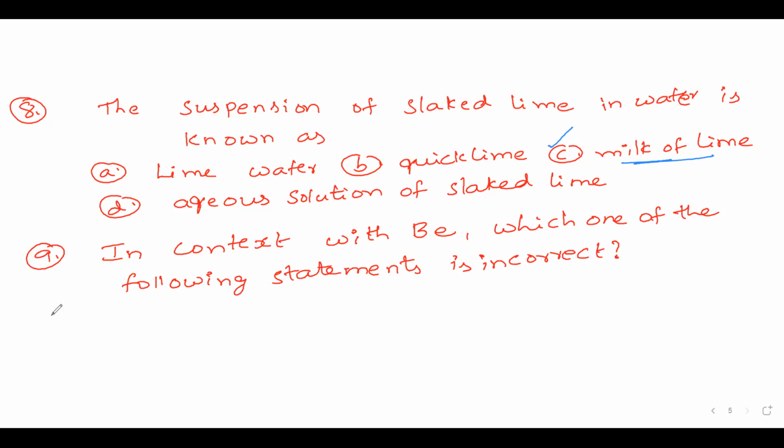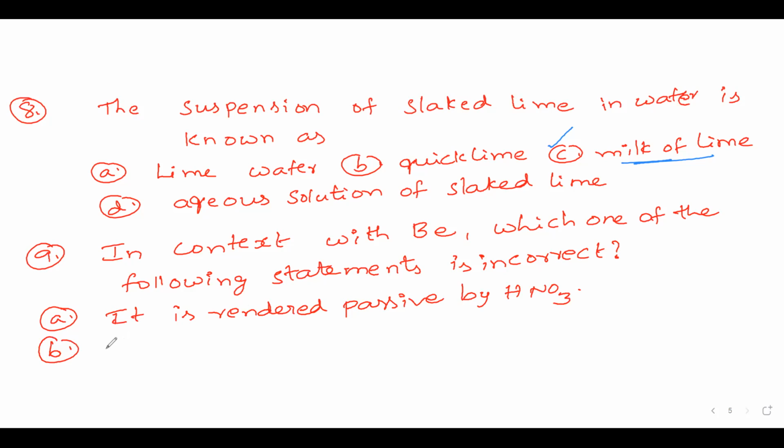Option A, it is rendered passive by nitric acid. Option B, it forms beryllium carbide. This already is correct because we know beryllium will form beryllium carbide.